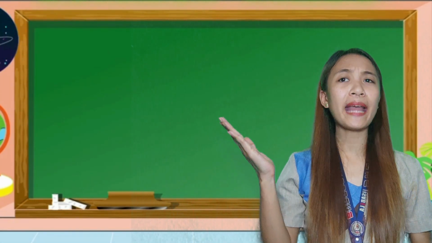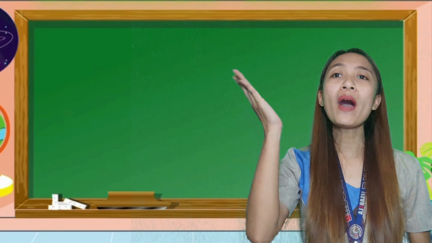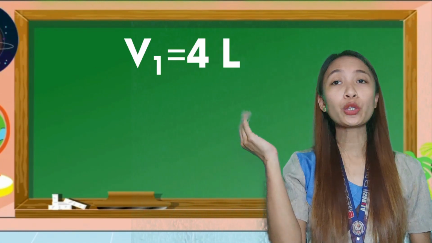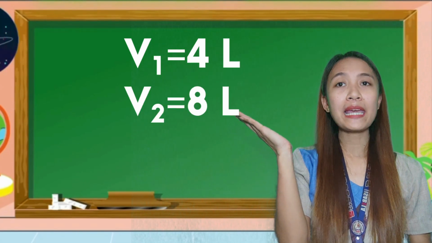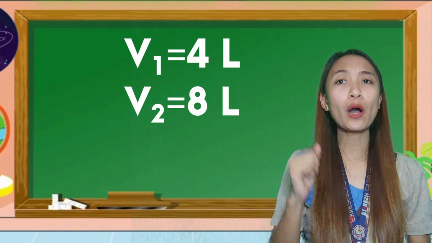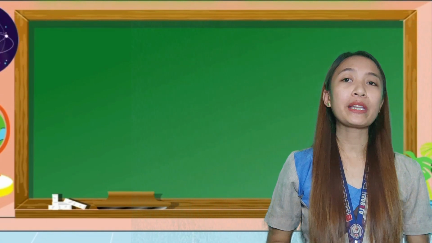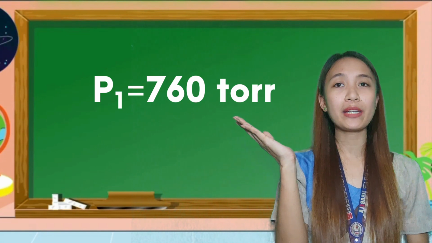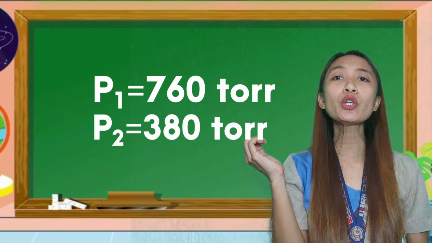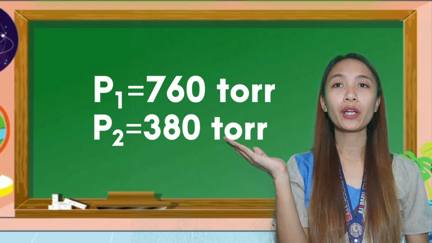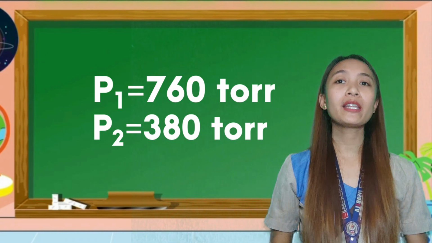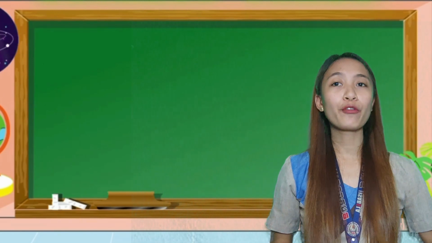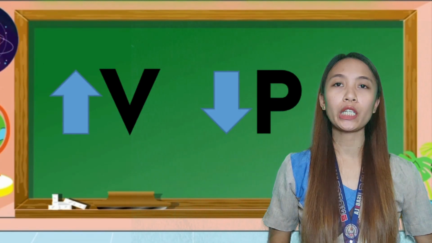If we try to look now at the values, V1 or the initial volume is 4 liters. V2 or the final volume is 8 liters. The volume increased. If we take a look at P1 or the initial pressure, we have 760 torr. Our P2 became 380 torr. Therefore, we can observe that the pressure decreased. So, we can say that as the volume increased, the pressure decreased.